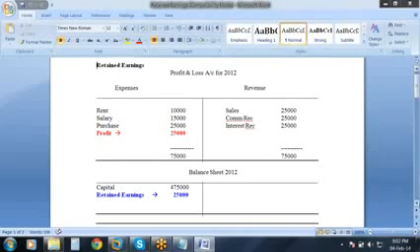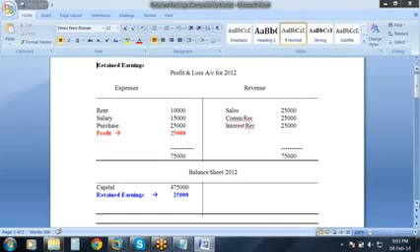So the business got started in 2012. For 2012, what is the total revenue? 75,000. Expenditure? 50,000. Then what is the profit? 25,000. Profit for 2012 is how much? 25,000. Right?